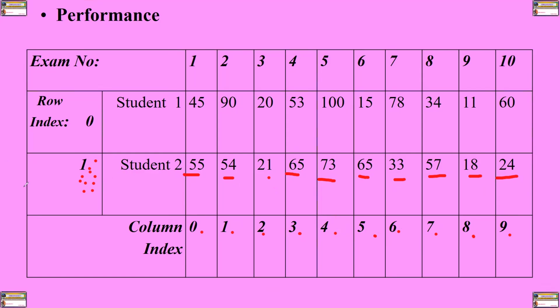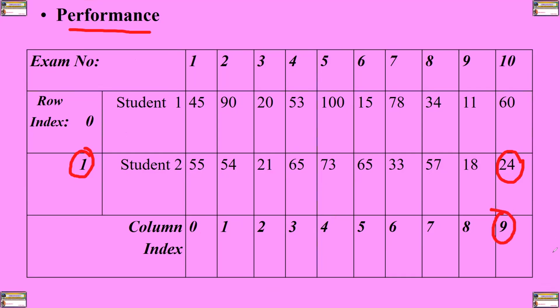So when you look carefully, my dear students and the rest of the learners, value 24, which is the last one in this array, will be identified as performance 1, 9. That will be the highest index. So it will be performance, index 1, index 9. So subscript 1, subscript 9. That one can even be written as performance 1, 9.